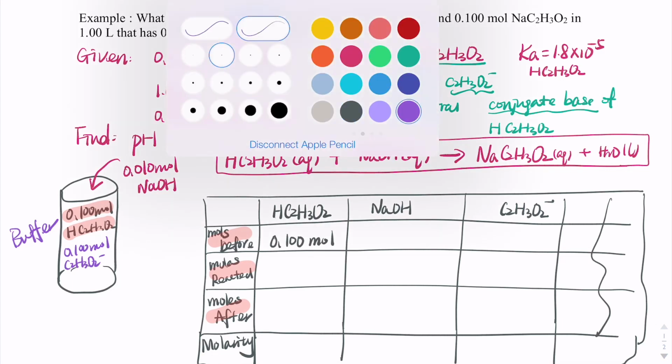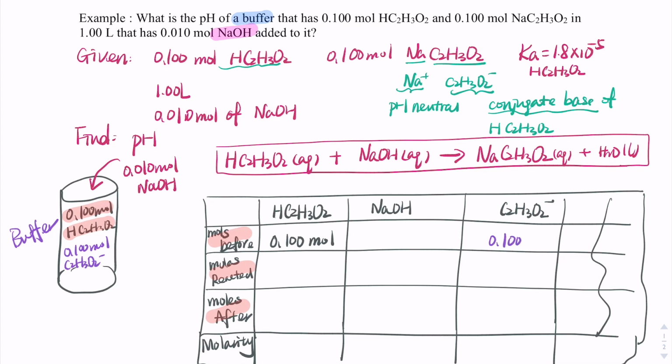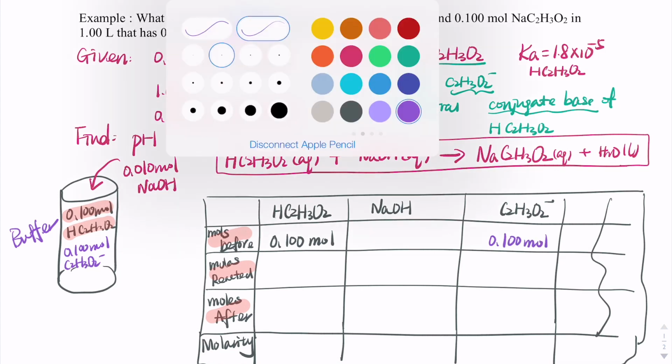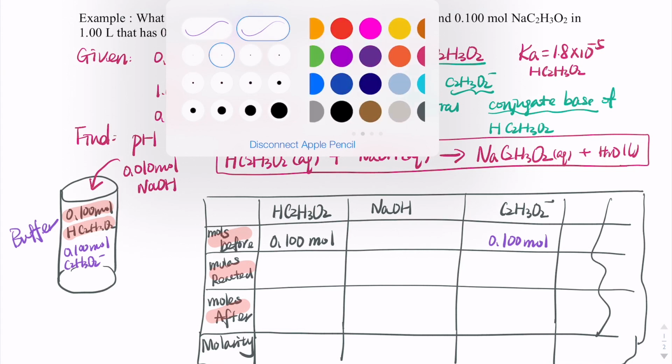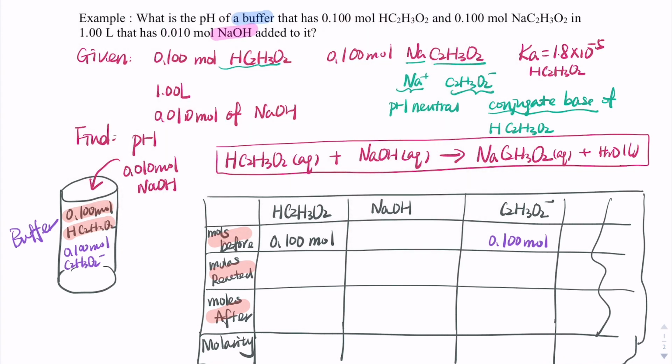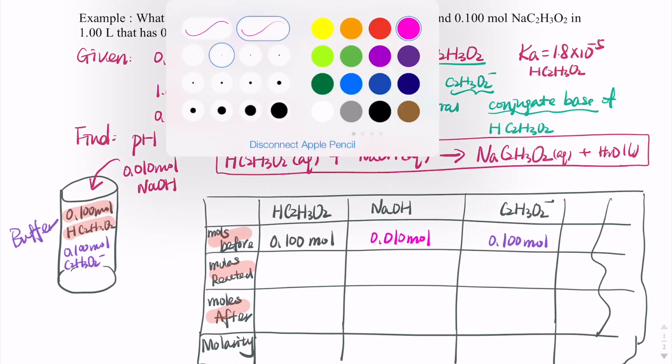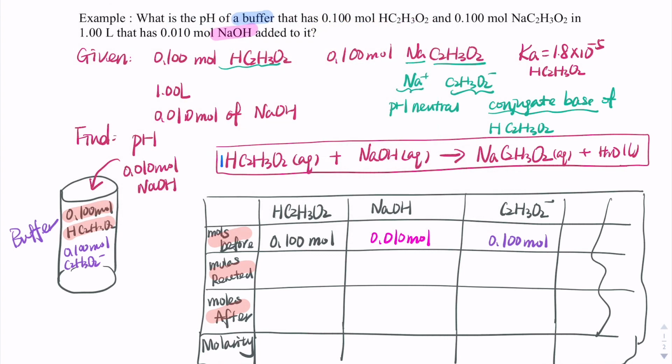Okay, and then you have this 0.1. This is your buffer. So this 0.1 of each is from your buffer. Now you're adding this strong base, which is 0.01 mole. As we said, it's going to have that 1 to 1 to 1 ratio. So that's the stoichiometry. I'm going to put 1 mole of each.